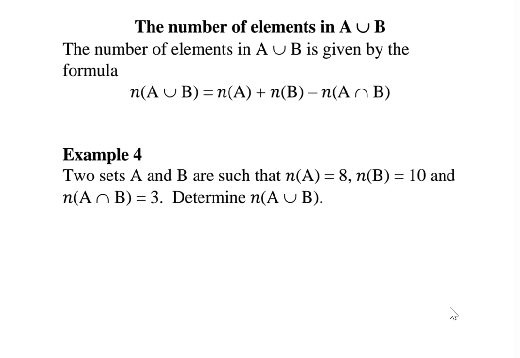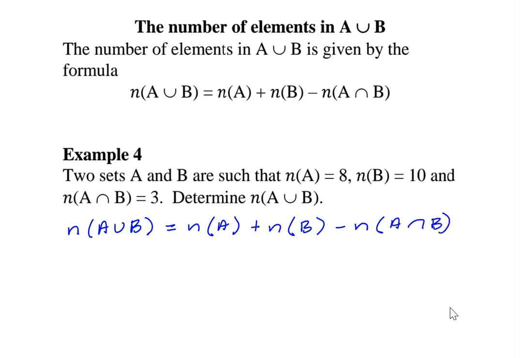It says two sets A and B are such that the number of elements in A is equal to 8, the number of elements in B is equal to 10, and the number of elements in A intersect B is equal to 3. We're asked to determine the number of elements in A union B. All right, let's write that formula. The number of elements in A union B is equal to the number of elements in A plus the number of elements in B minus the number of elements in A intersect B.